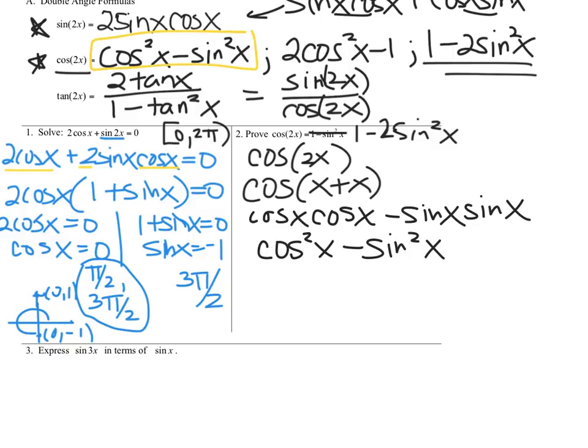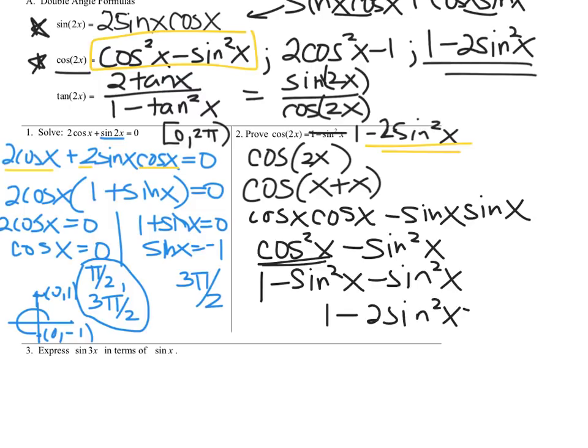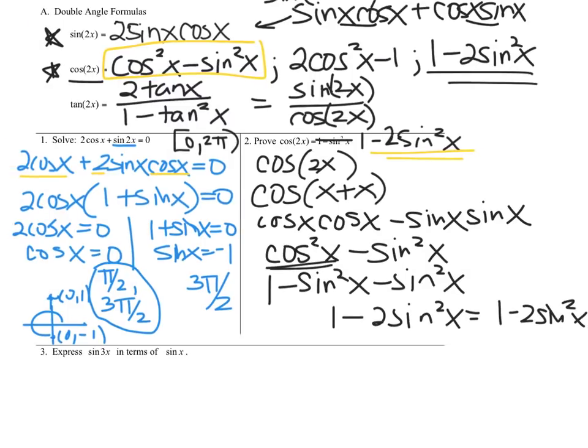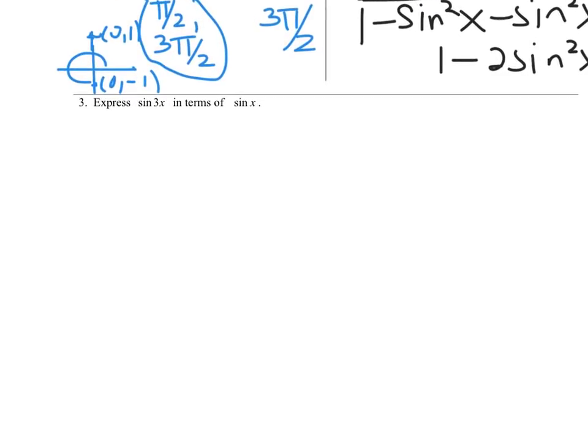So that's cool. But now we've got to get it into just terms of 1 minus 2 sine squared. So let's change this cosine squared, from its Pythagorean identity, cosine squared plus sine squared equals 1, to 1 minus sine squared. And then I have another minus sine squared. If I combine my sine squares together, I get 1 minus 2 sine squared, which equals 1 minus 2 sine squared. Yay, pretty good.